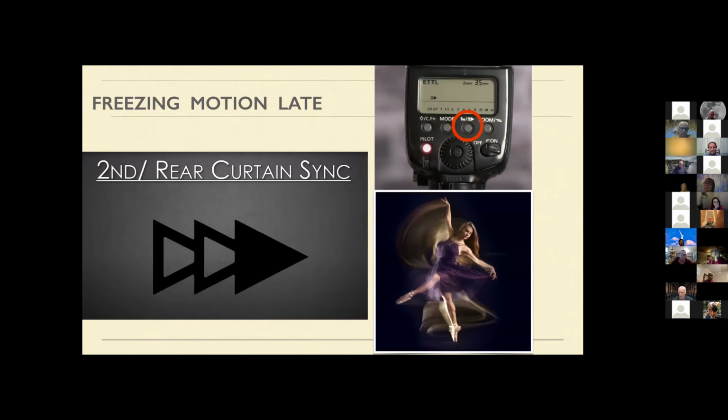If we go to rear curtain sync, this is where the flash goes off at the very last moment. In this case, we're seeing the ballet dancer and her motion is frozen at the very end. Her earlier motion, while the sensor is open, is captured in that motion blur. But by setting off the flash at the end, we freeze her motion very nicely and capture the idea of her total movement.